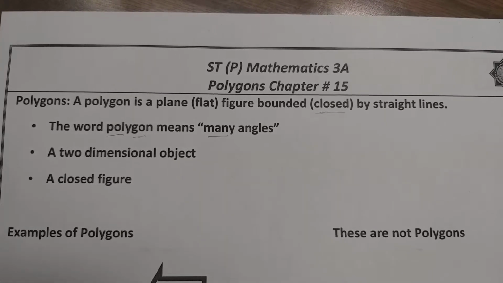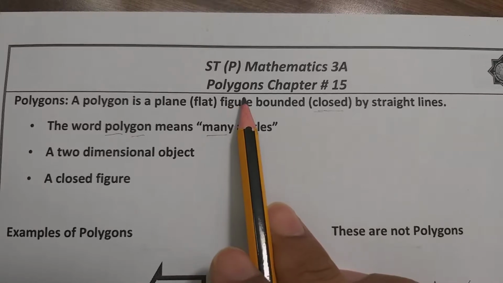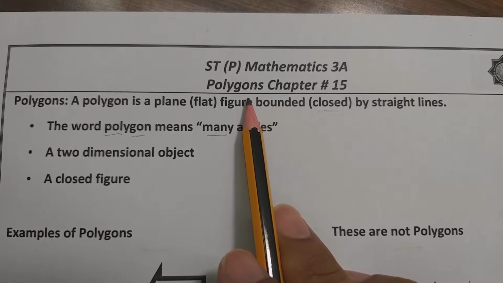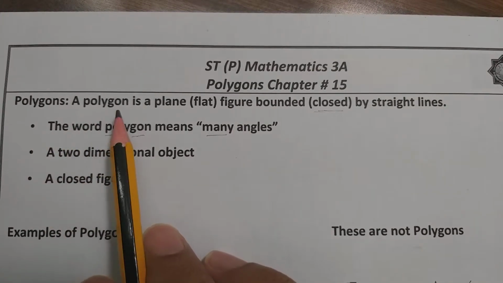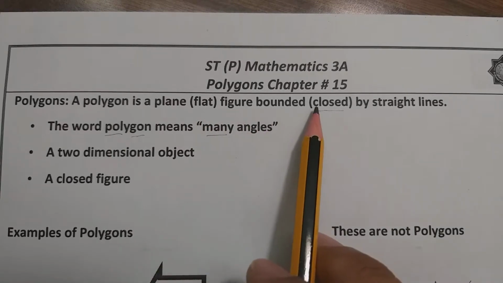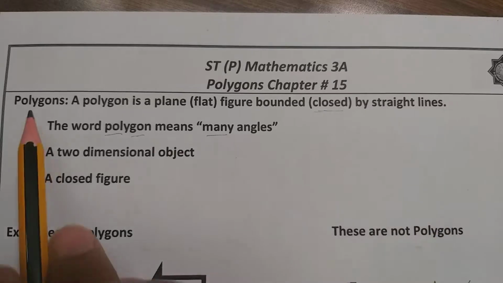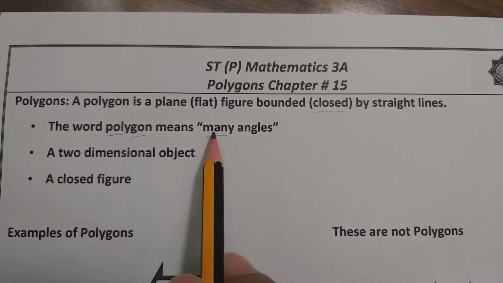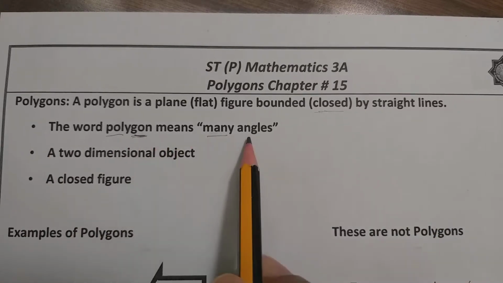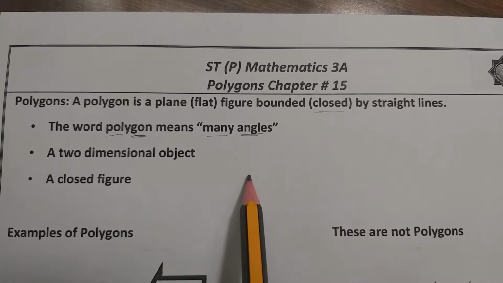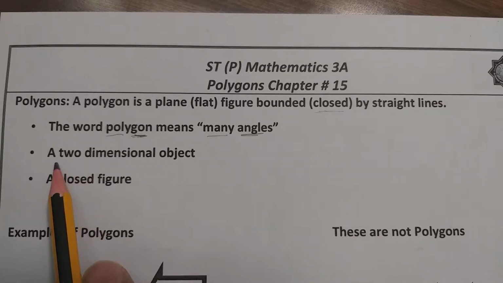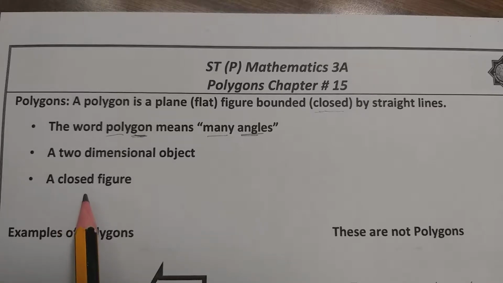In this video, we will discuss polygons. Polygon means a plane figure bounded by straight lines. Polygon: poly means many, gon means angles. So a polygon can be two-dimensional and it is a closed figure.